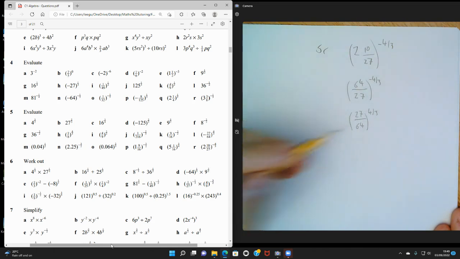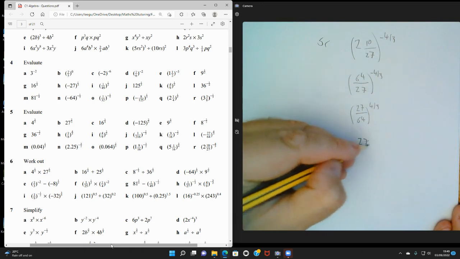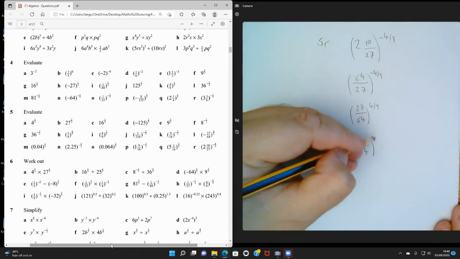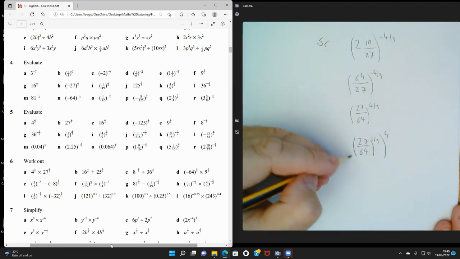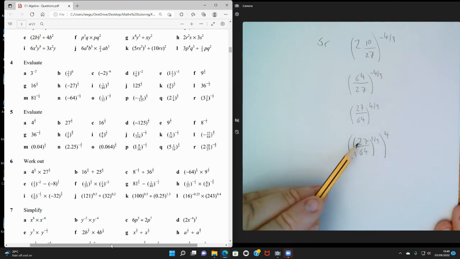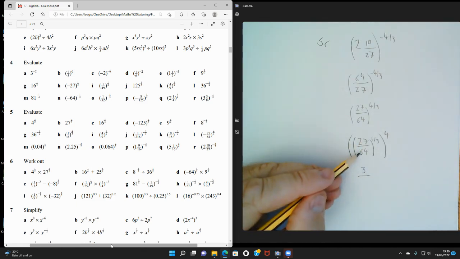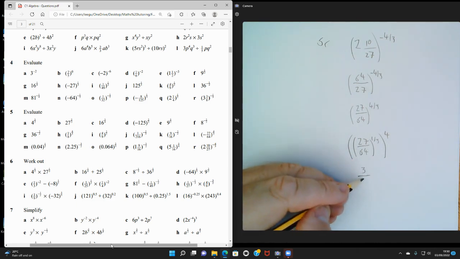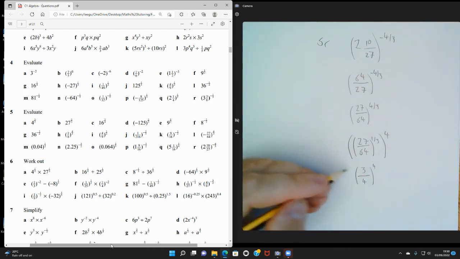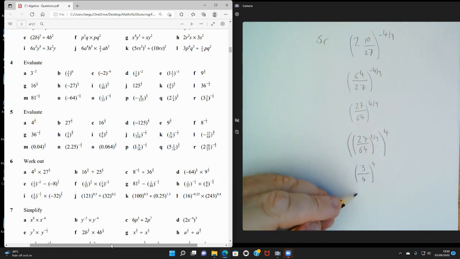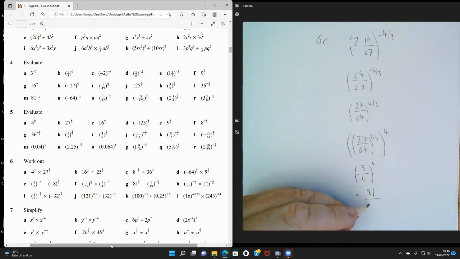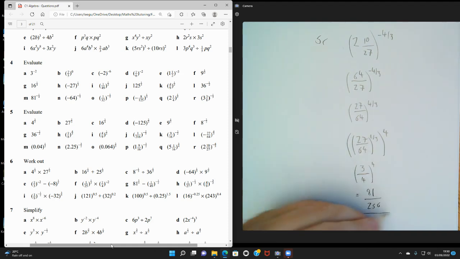Now 27 and 64 are both cube numbers, so I want to be having these to the power of 1/3, because that's another way of writing cube root. So I'm going to write this as 27 over 64 to the power of 1/3, all to the power of 4. Well, the cube root of 27 is 3, and the cube root of 64 is 4. So I can write that in that way. And now we have 3 to the power of 4, which basically is 3 times 3 times 3 times 3, which is going to be 81. And we have 4 times 4 times 4 times 4 here in the denominator, which is 16 squared, which is 256. And so that answer is 81 over 256 for that one.